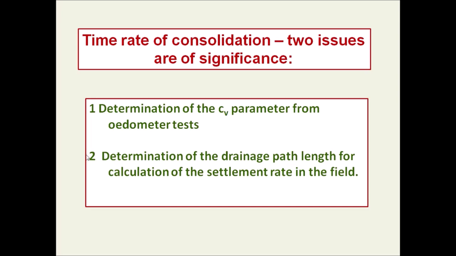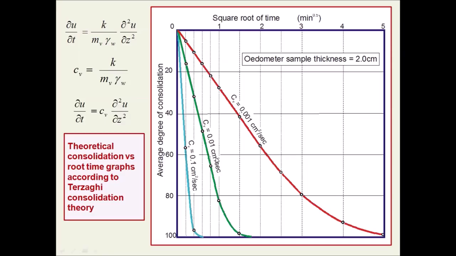There are two issues. One is the determination of the cv parameter from odometer tests. The second one is the determination of the drainage path length for calculating the settlement rate of a surface foundation, in particular in the field. The first one is mostly relevant to residual soils because they have relatively high permeability and relatively high cv values, but the second one is valid for all soils. So the first issue is having a look at the consolidation rate.